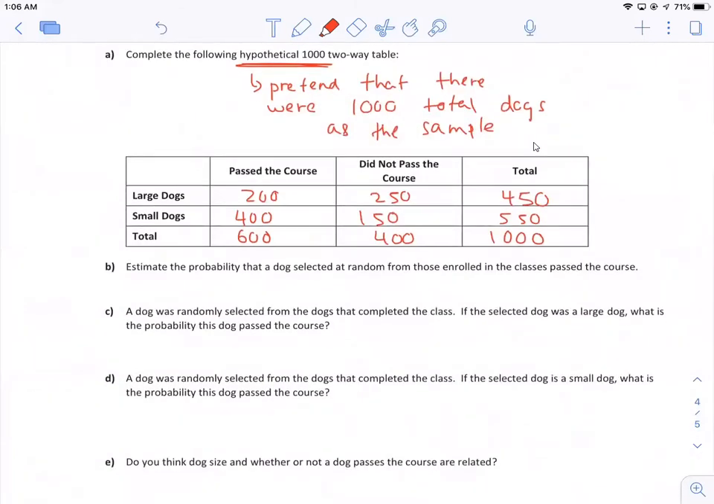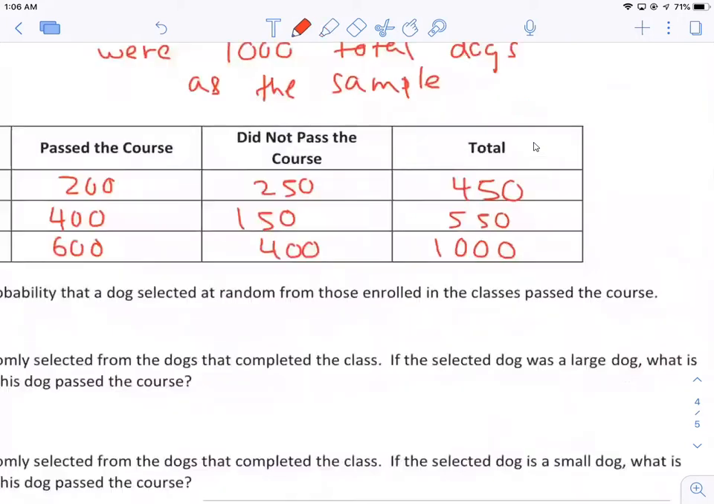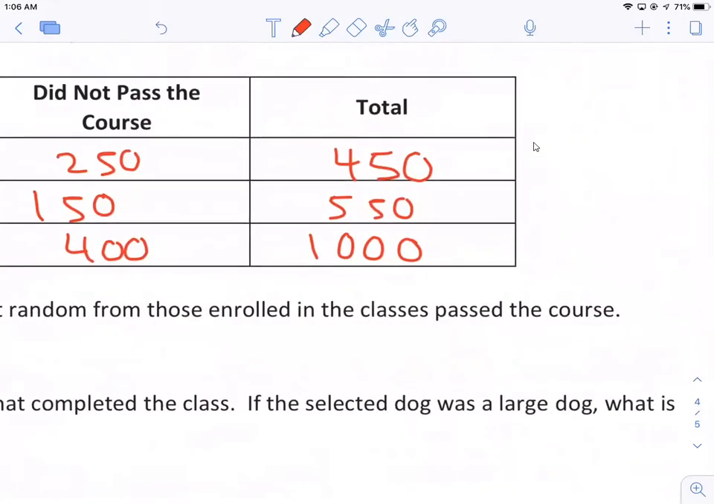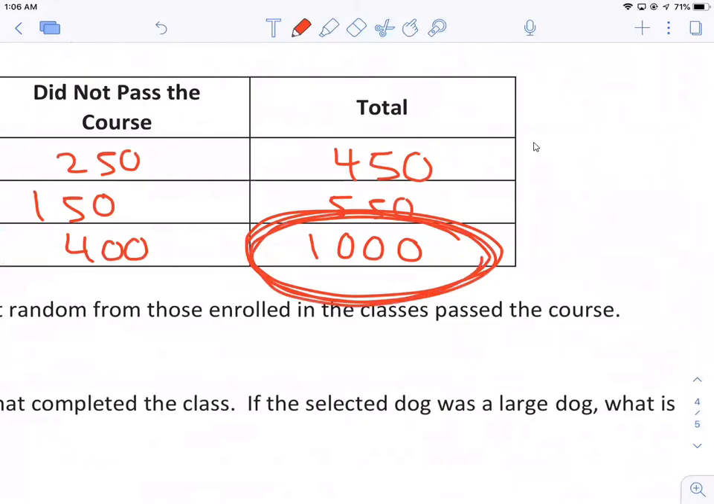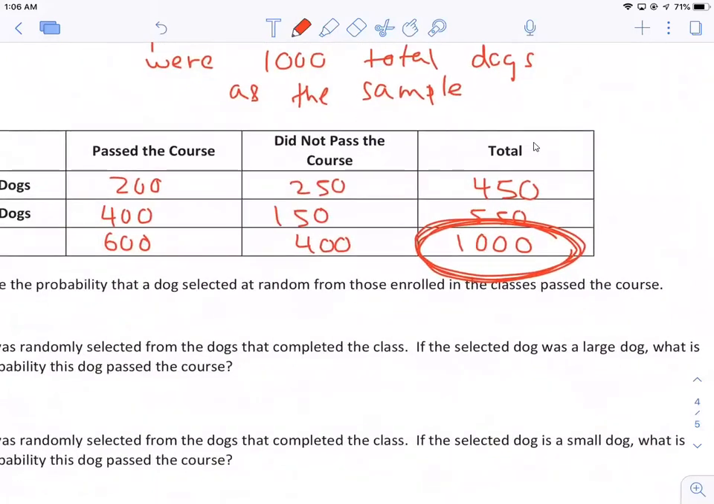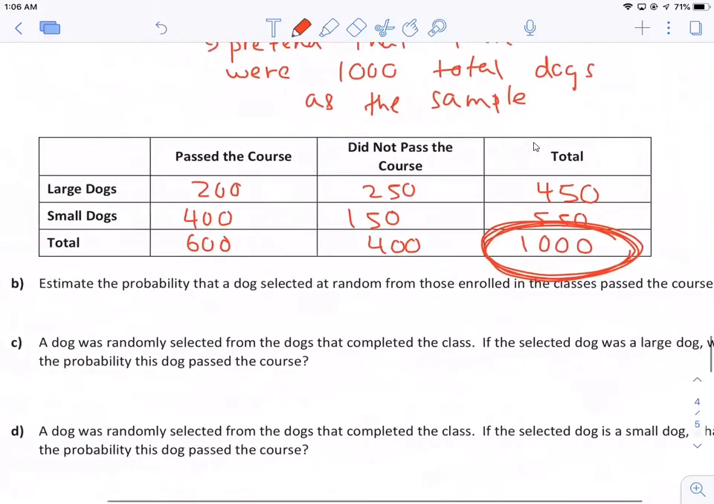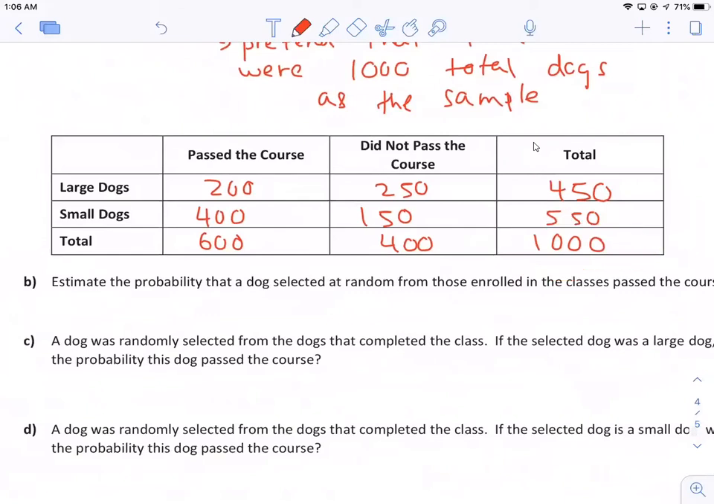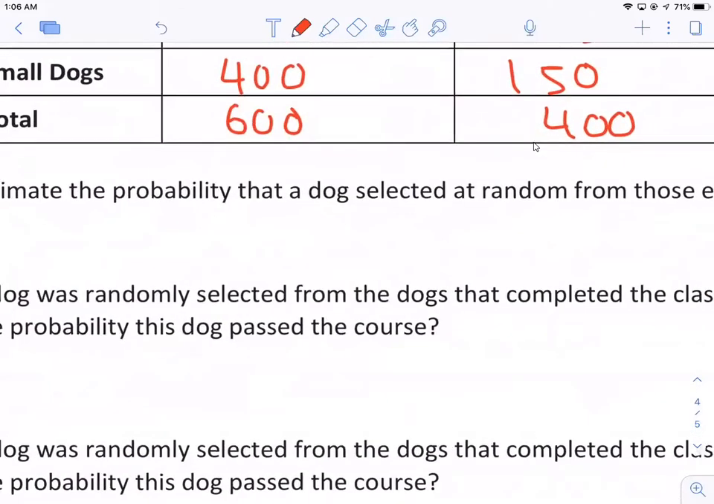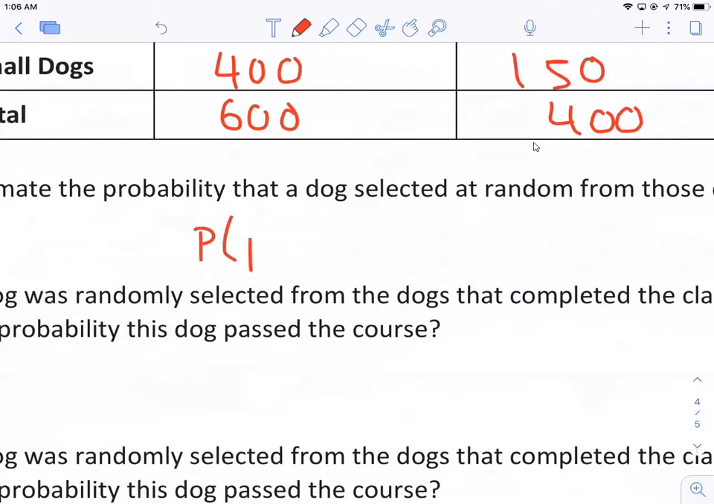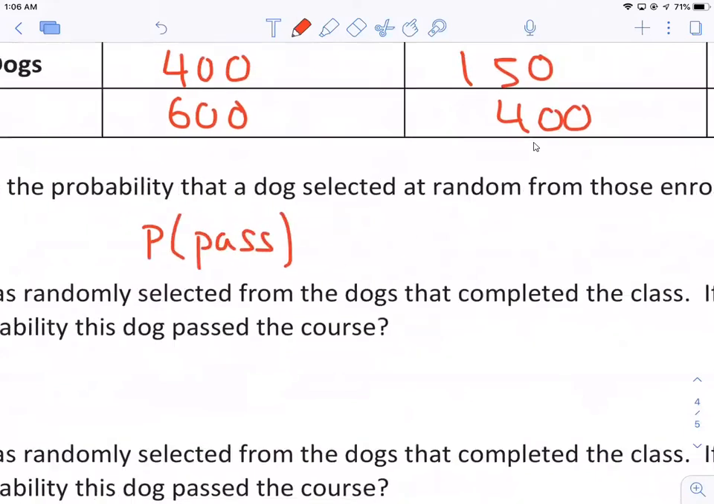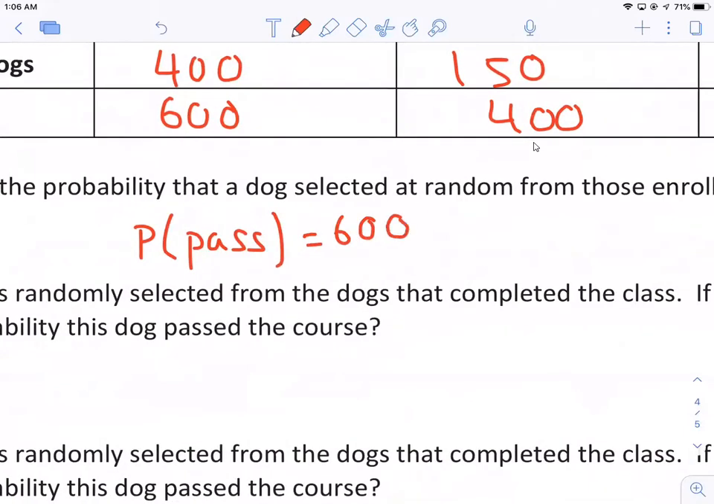And so, estimate the probability that a dog selected at random from those enrolled in the classes passed the course. So from the dogs selected at random, we're going to be out of all the dogs, right? From those enrolled in the classes, passed the course. 60% passed the course, that is 600 out of 1,000. You can write this as probability of pass equals 600 out of 1,000.